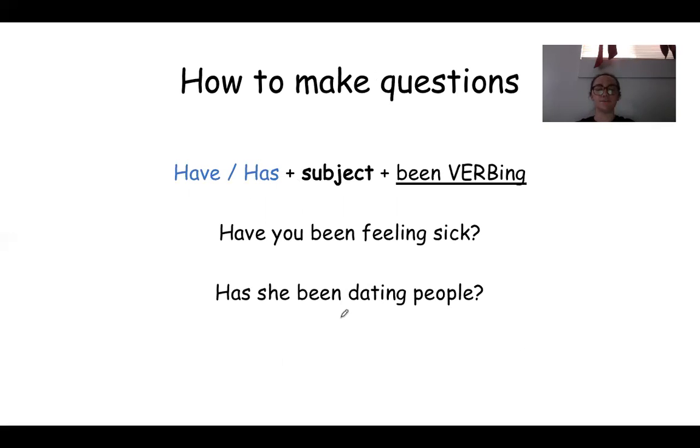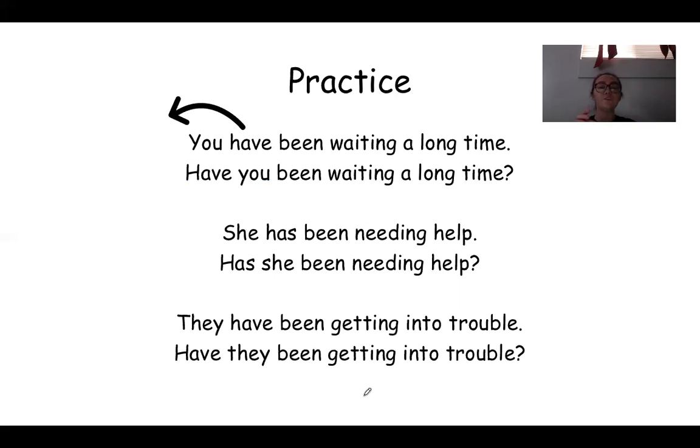So how to make questions. If you're going to make a question, you use have or has, the subject, and then the verb with the ing. So you just put have or has at the beginning, right? Have you been feeling sick? Has she been dating people? So you have been waiting a long time turns into have you been waiting a long time? That's what you're asking them, if they have been waiting a long time.